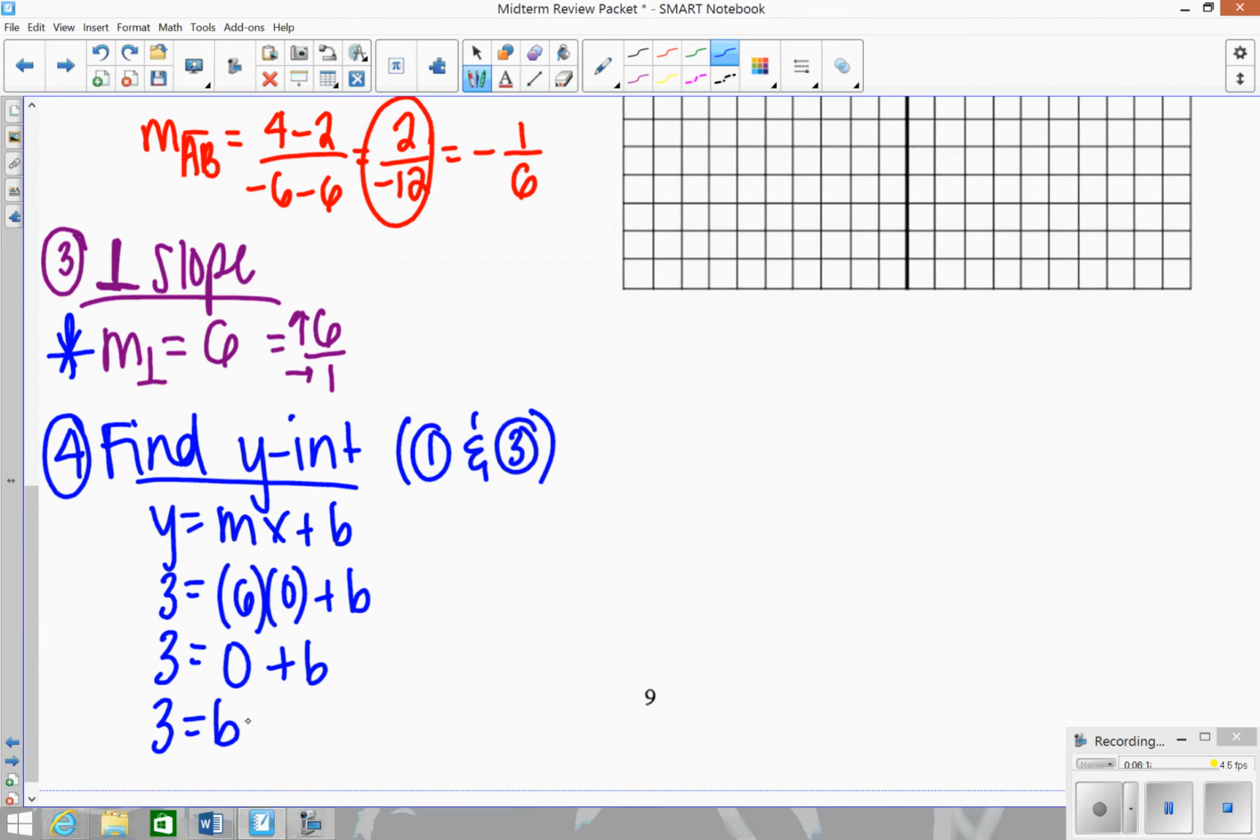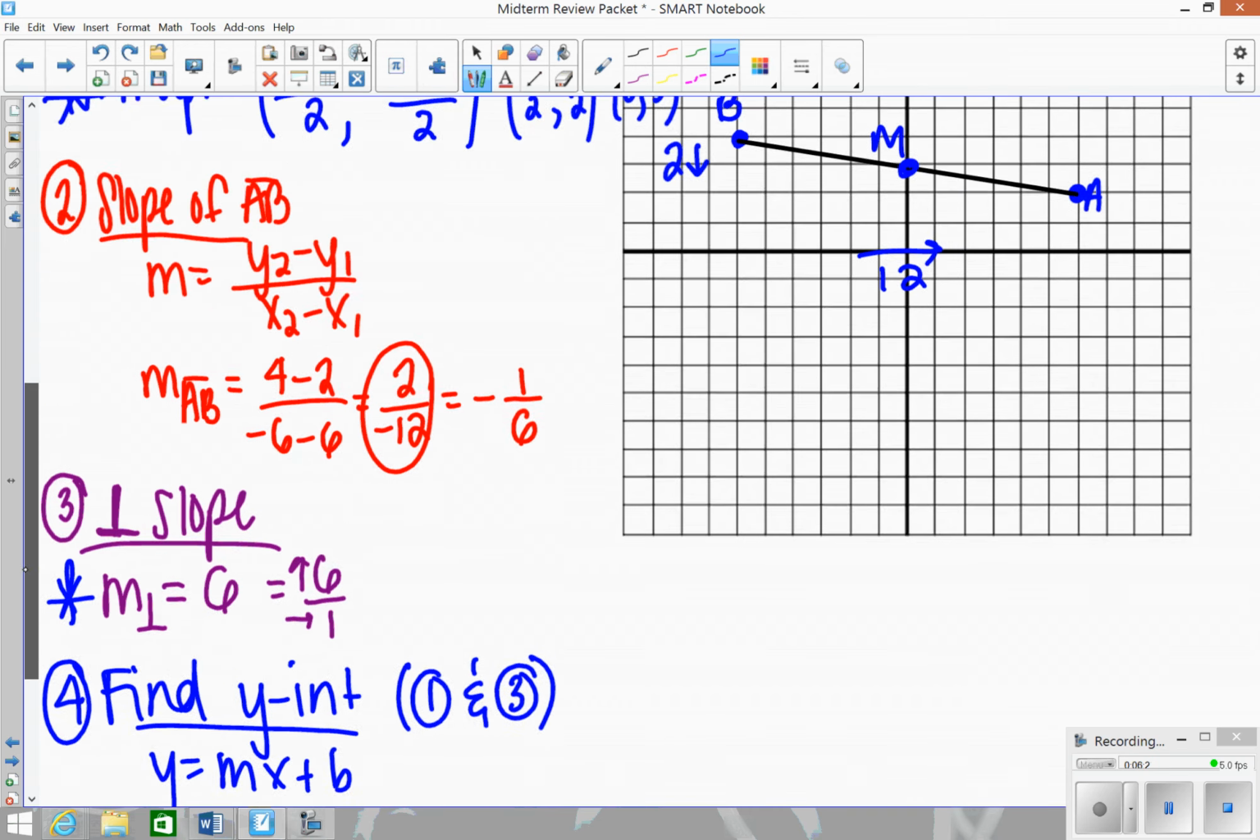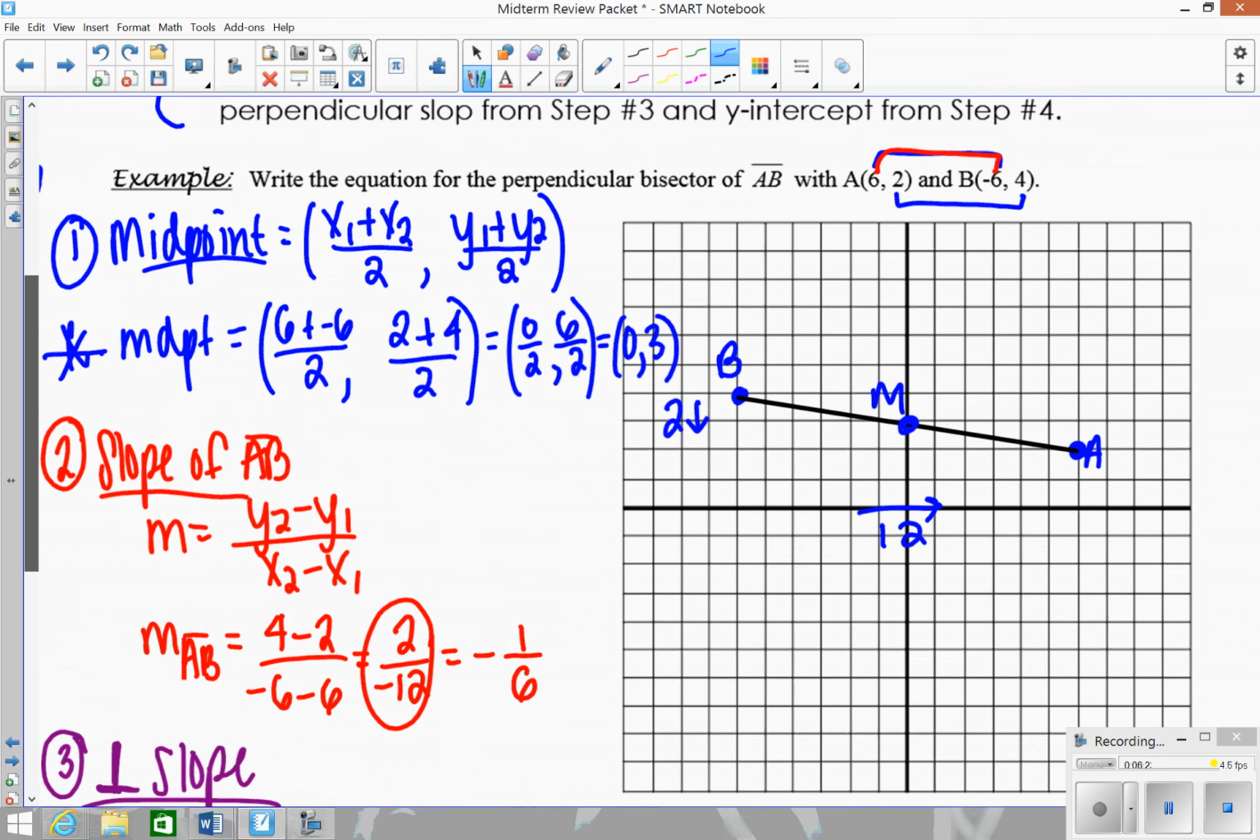3 equals b. Now, some of you might have recognized that, why am I going through and finding the y-intercept? Well, I didn't really have to, because for this particular problem, the y-intercept is already the midpoint. The midpoint's on the y-axis. However, that's not always the case, so that's why I wanted to go through the process. So you're always using the midpoint as a point the line has to pass through, perpendicular to this line, to figure out the y-intercept. Once you know the y-intercept, that's how you know where to count your slope to create your line, to create your perpendicular bisector.